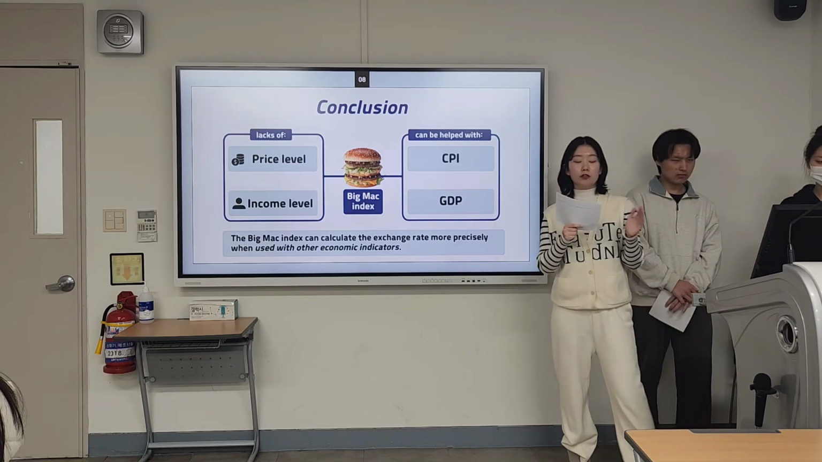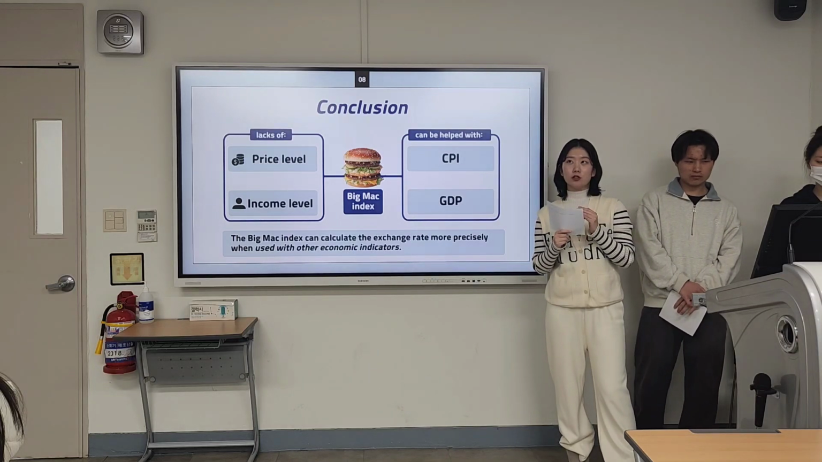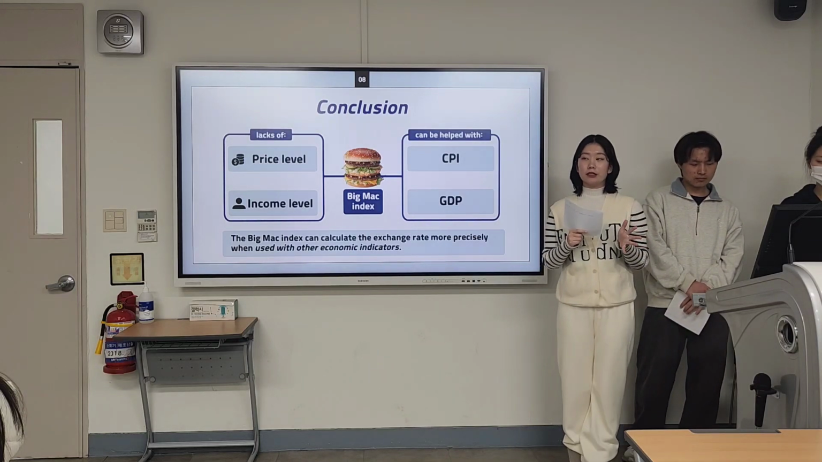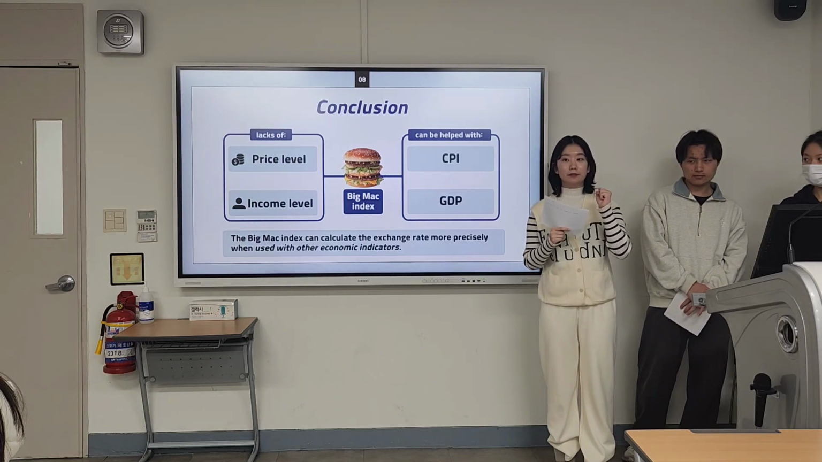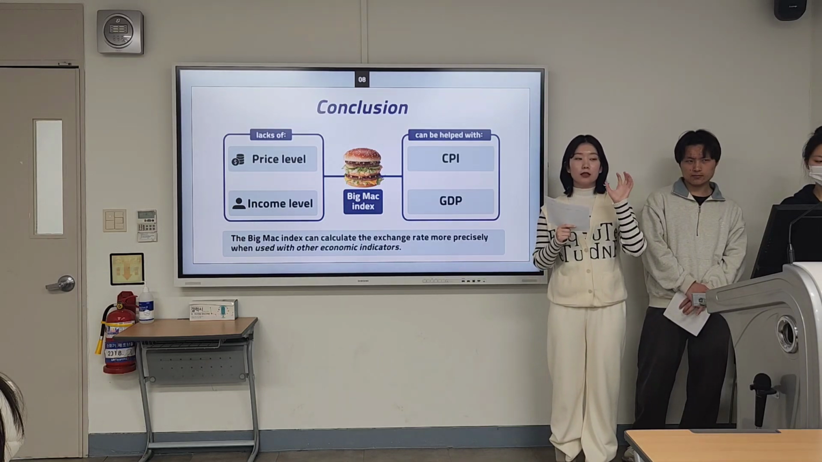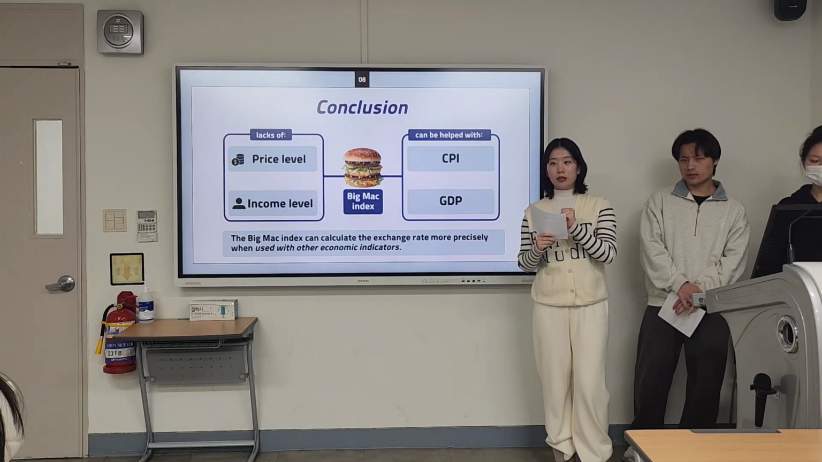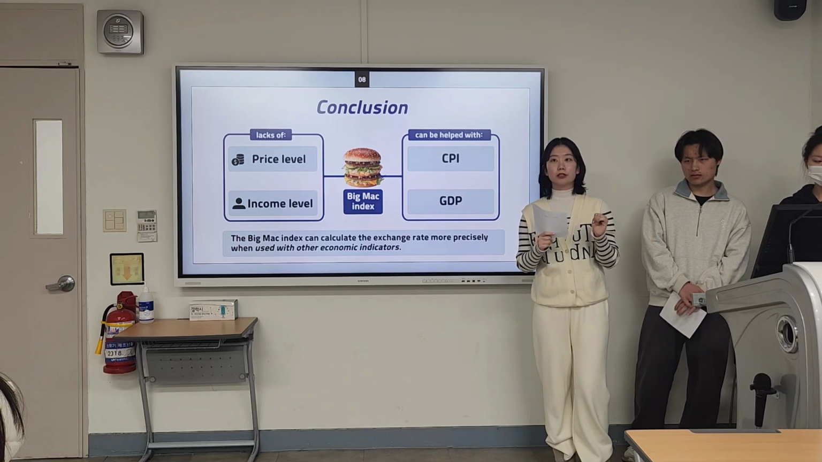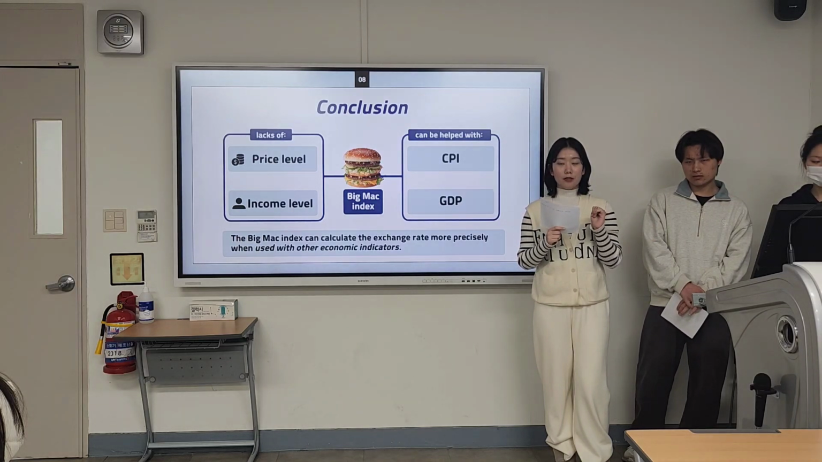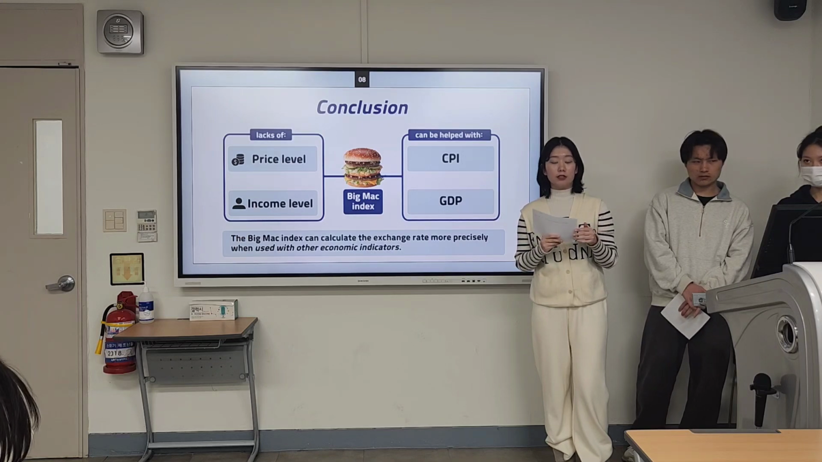Therefore, CPI and GDP can solve the limitations of the Big Mac Index by reflecting prices and income levels, which are important factors in determining exchange rates.